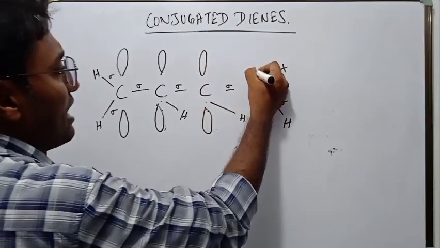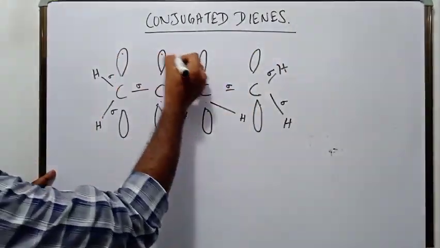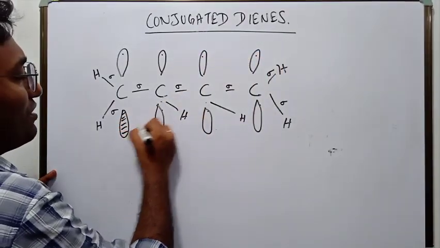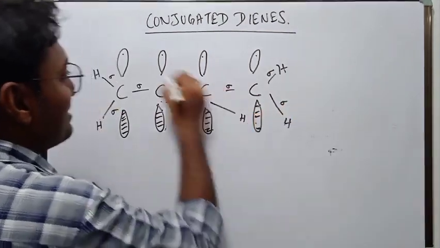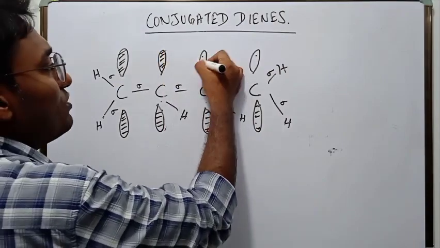And this unhybridized p orbital, they have one electron. Am I right? They have got one electron, and the electron can be anywhere. We don't know where the electron is. I have written a dot here, but actually the electron can be anywhere. It has got one electron.